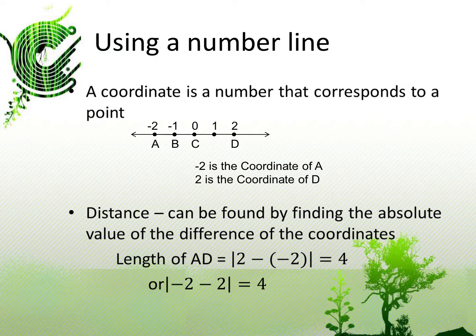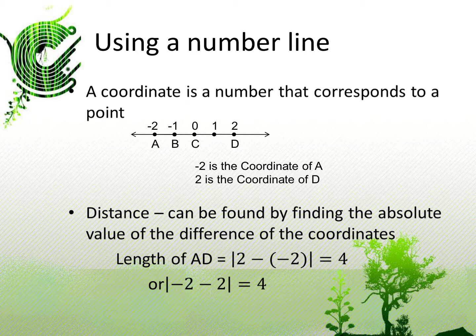And on this slide, we're defining what a coordinate is. So we're going to be using a number line. And a coordinate is a number that corresponds to a point. So in that picture of that number line, I could state that -2 is the coordinate of A, or that +2 is the coordinate of D. So a coordinate is just the number that would correspond to a point.